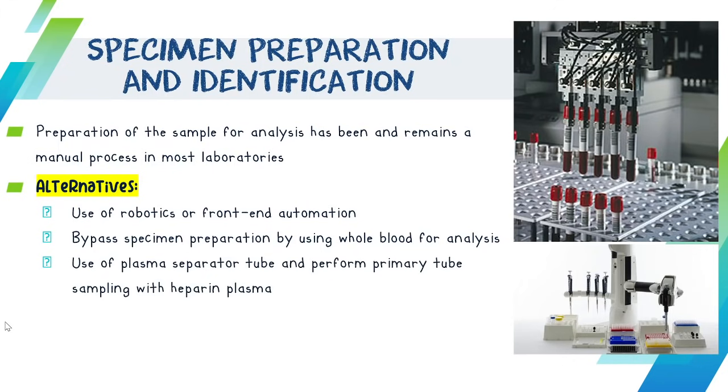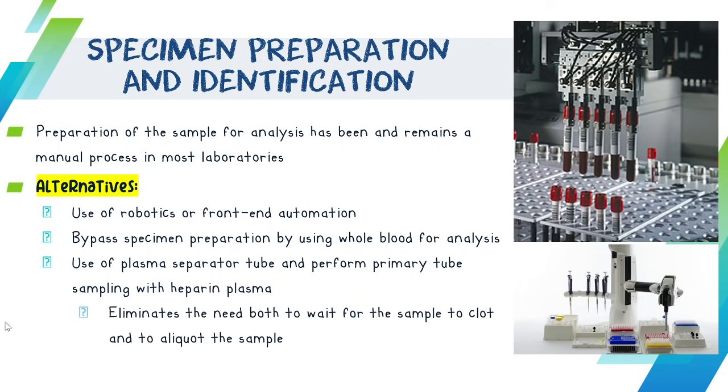So use of plasma separator tube and perform primary tube sampling with heparin in plasma. Now, what is the reason for this? It actually eliminates the need both to wait for the sample to clot and to aliquot the sample. So, as explained a while ago, dire-diretso, labi na kung kani sila. And then, lastly, barcode labeled tubes.